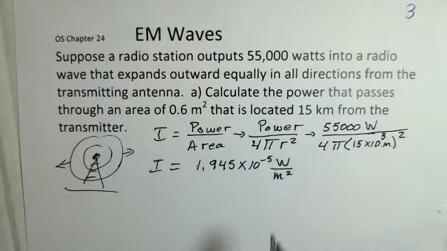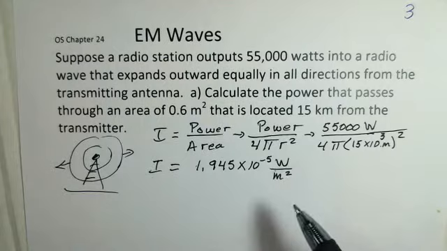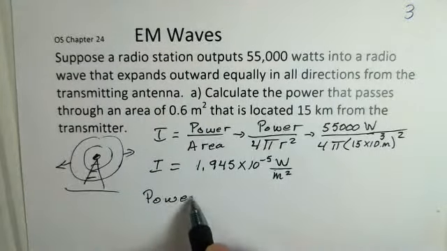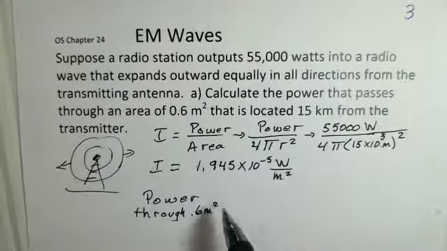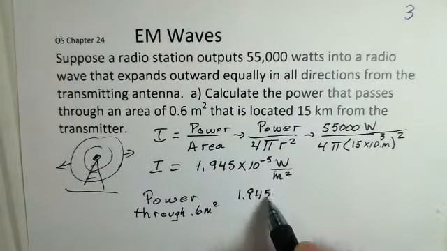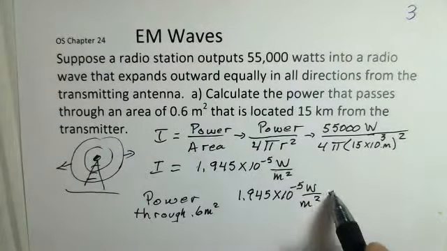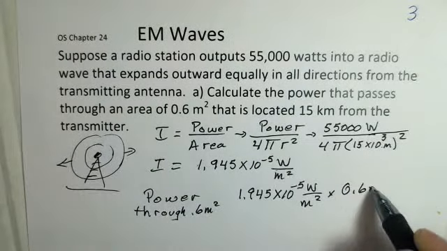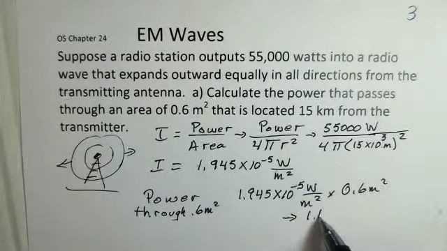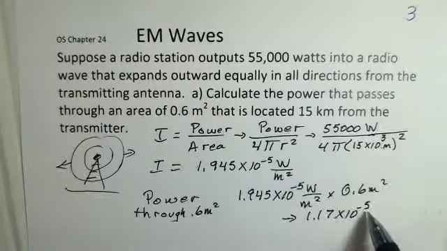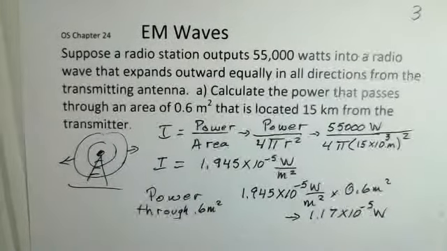Then how much power is passing through 0.6 meters squared? Well, we have meters squared in the denominator here. So the power passing through 0.6 square meters is going to be 1.945 times 10 to the minus 5 watts for a full square meter times 0.6 square meters. And on my calculator, that produced 1.17 times 10 to the minus 5 watts. That's how much power passes through this 0.6 meter squared, perhaps receiving area.